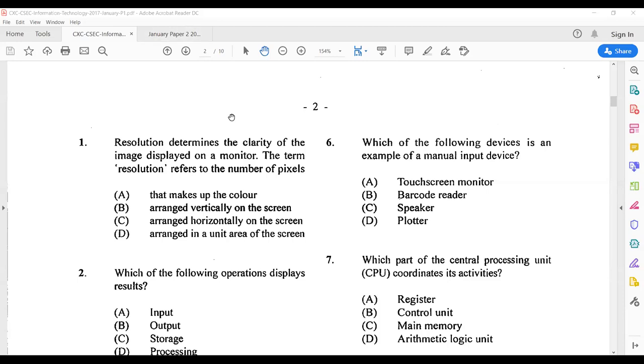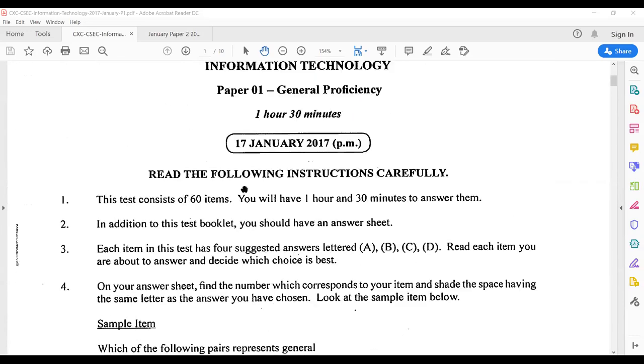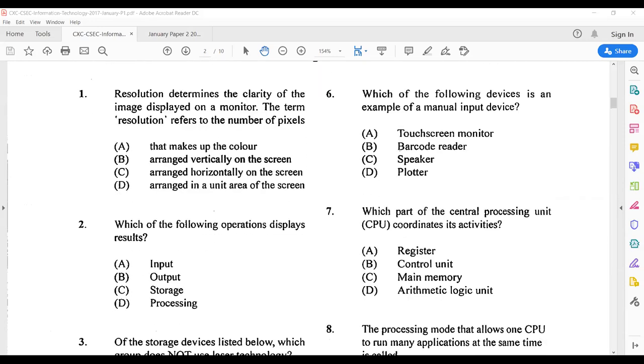All right, so let's begin. As I said, this is January 2017, paper one, multiple choice. Let's start. Okay, so the first question.